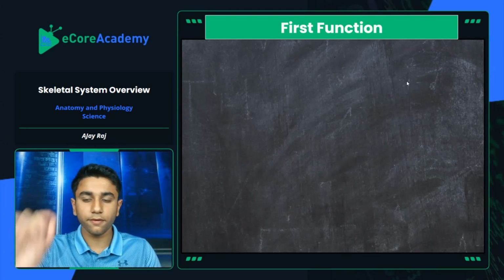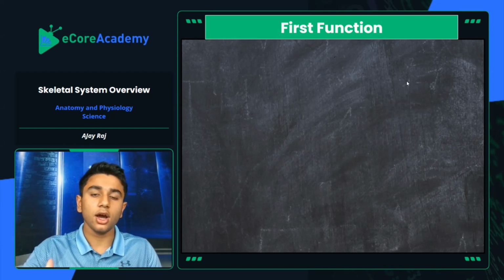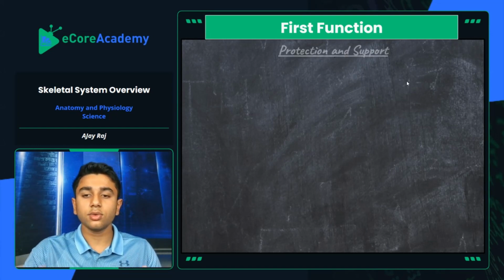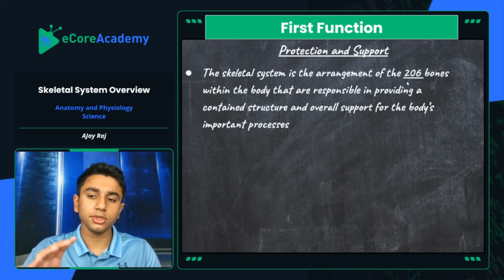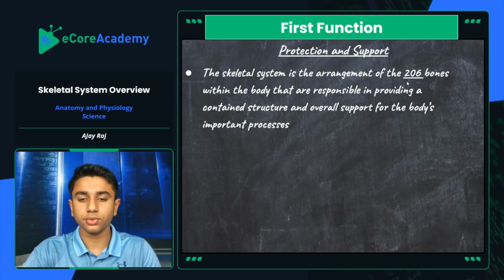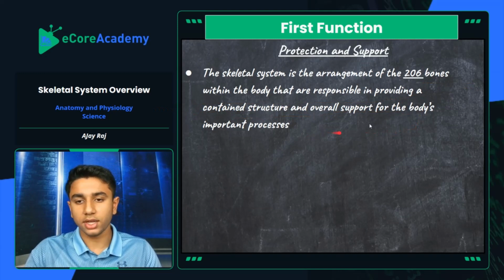So let's start off with our first function, diving into our skeletal system overview now, getting more into the meat of exactly what this lesson's about. So with our first function, we have protection and support. The skeletal system is the arrangement of 206 bones within the body that are responsible for providing a contained structure and overall support for the body's important processes.